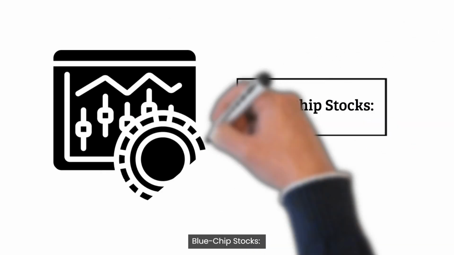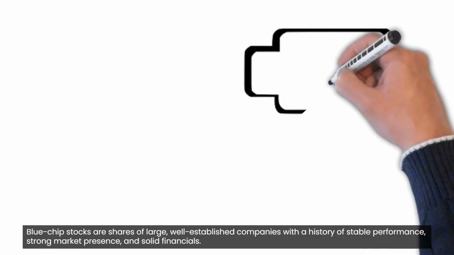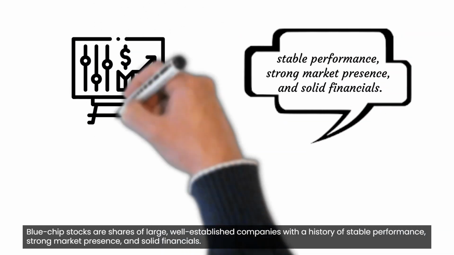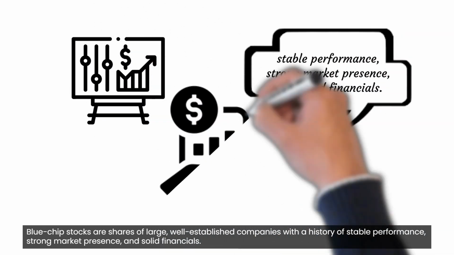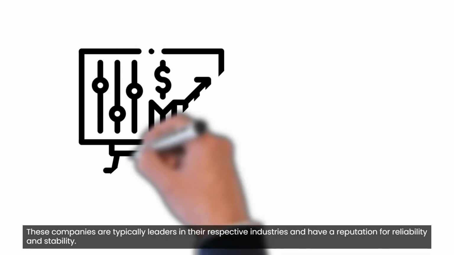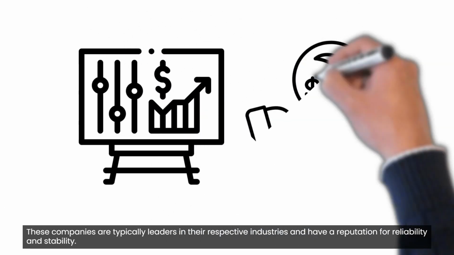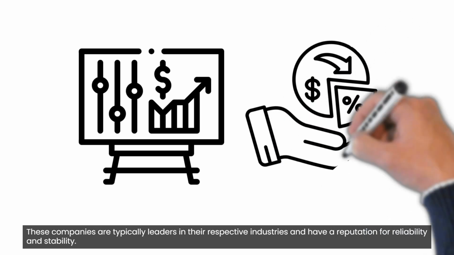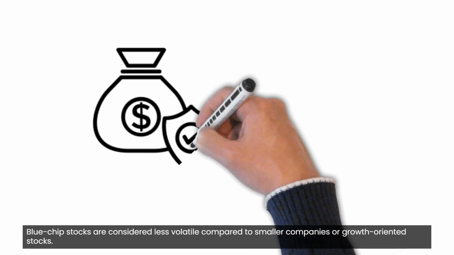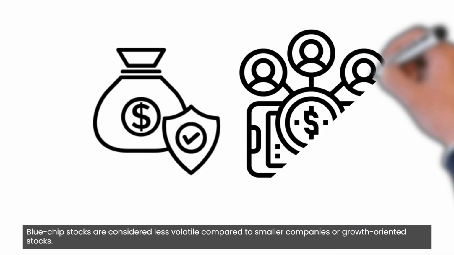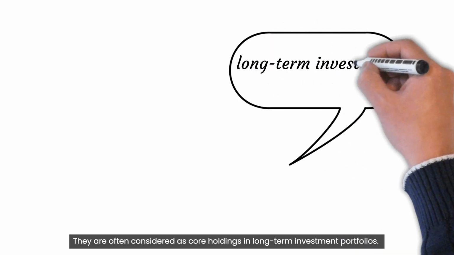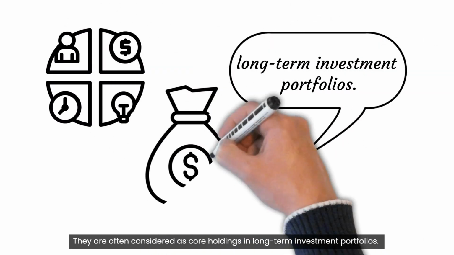Blue chip stocks. Blue chip stocks are shares of large, well-established companies with a history of stable performance, strong market presence, and solid financials. These companies are typically leaders in their respective industries and have a reputation for reliability and stability. Blue chip stocks are considered less volatile compared to smaller companies or growth-oriented stocks. They are often considered as core holdings in long-term investment portfolios.